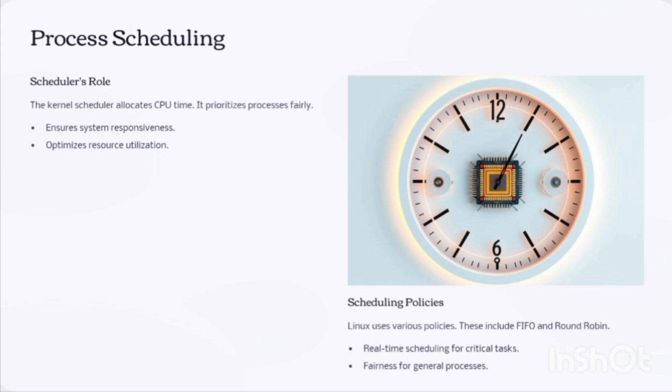Linux supports several scheduling policies, like FIFO, round robin, and fair scheduler. FIFO is first in, first out for real-time tasks. Round robin gives each process a time slice. Fair scheduler balances tasks for general use. Understanding this helps us control how aggressively or gently a process runs on the system. Now, let's look at how a process starts, changes, and ends.